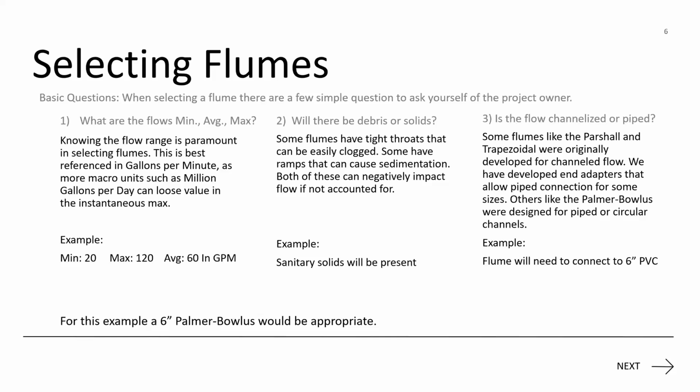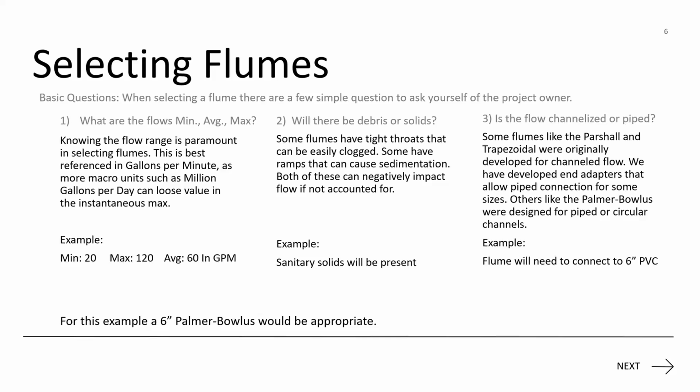With more macro units, such as million gallons a day, you can lose values and instantaneous maxes, especially if it's an industrial process where you're going to have batch discharge. You can have a really high batch discharge that will be, say, 200 gallons per minute, but overall you're going to have a really low million gallons per day. So look at it in that nice small unit, gallons per minute. That gives you a much better view of what we're actually looking at.